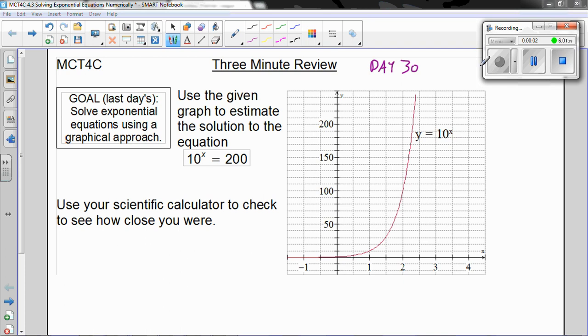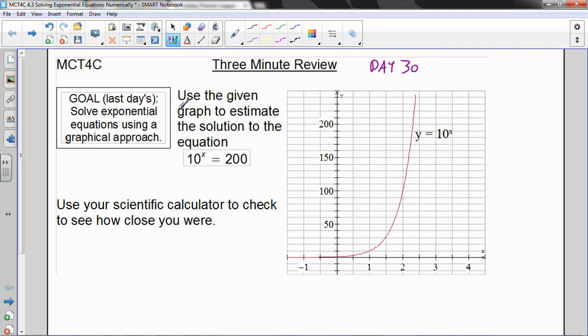All right, MCT4C day 30. Last day's goal, we're going to practice in the 3 here using graphs to solve some of these problems. In this case, we want to use the graph given to estimate the solution to the equation 10 to the exponent x equals 200. So there's 200 there.